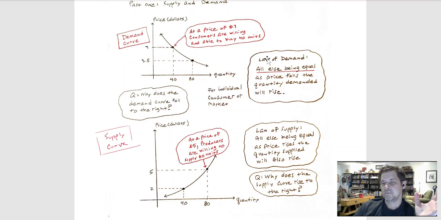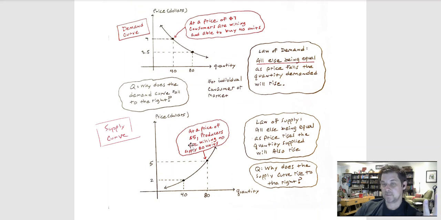Those are the laws and the way we think about the graphs and so on for how producers and consumers behave in the marketplace. Okay?